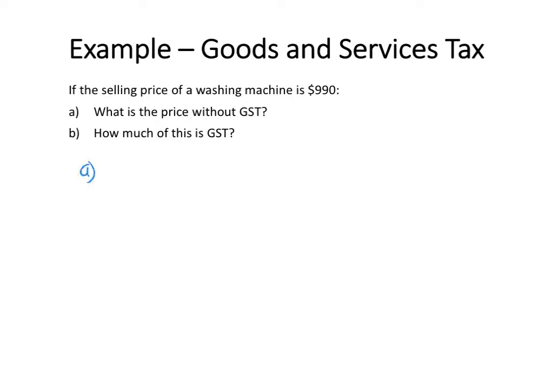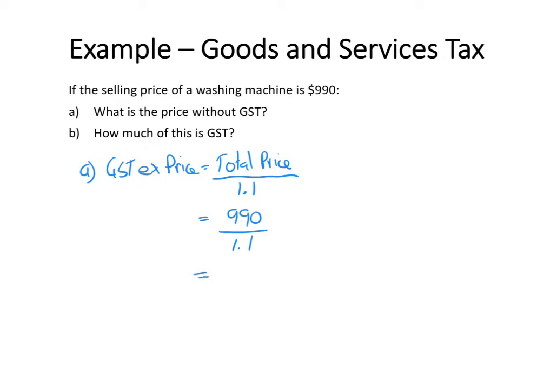To answer that, we want to calculate the GST exclusive price, and we do that by dividing the total price by 1.1. So the first step is going to be to write the formula. After you do that, the second step is to substitute in the values. So total price of $990 divided by 1.1, which equals $900. So the price of the washing machine, excluding GST, is $900.